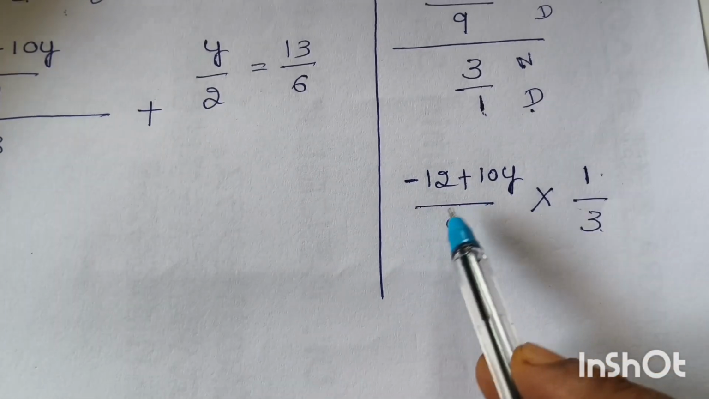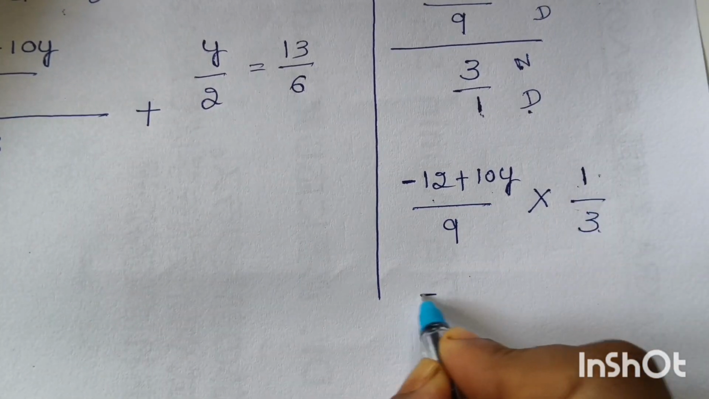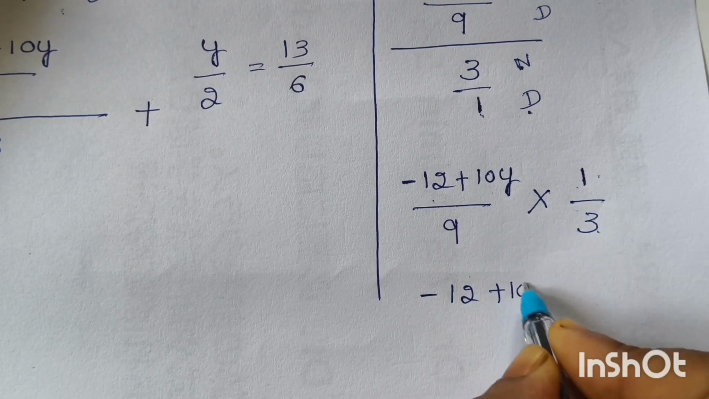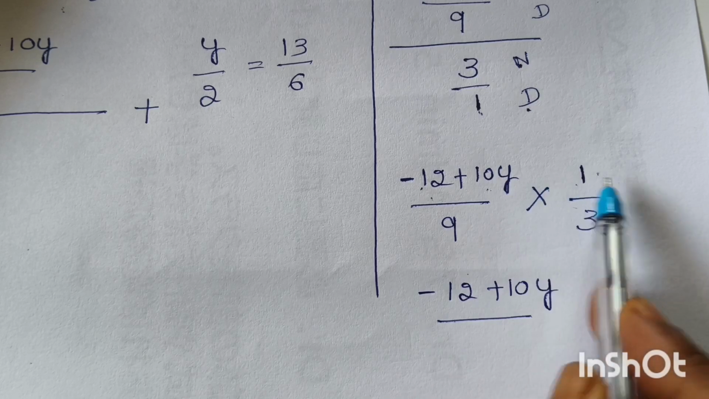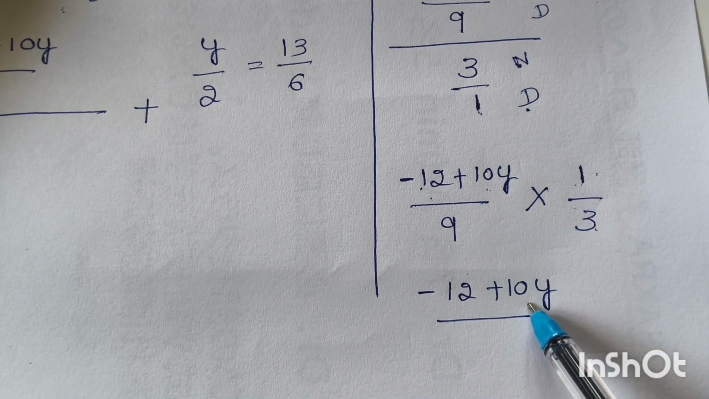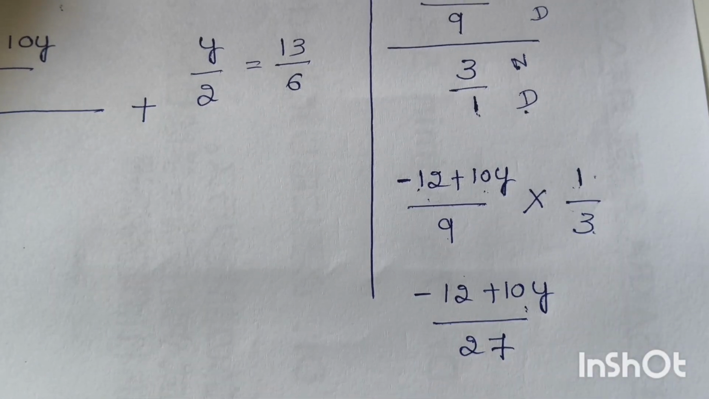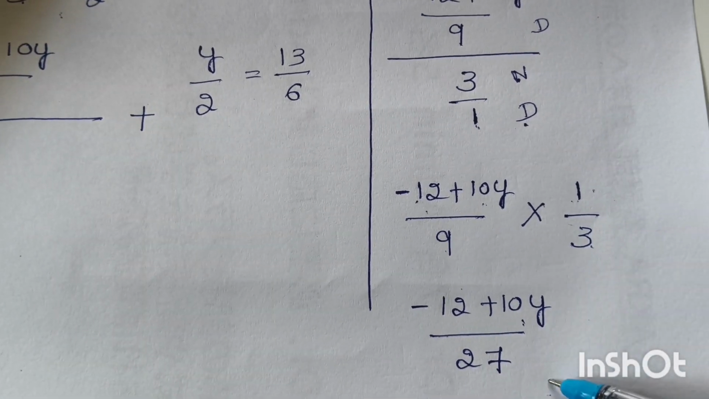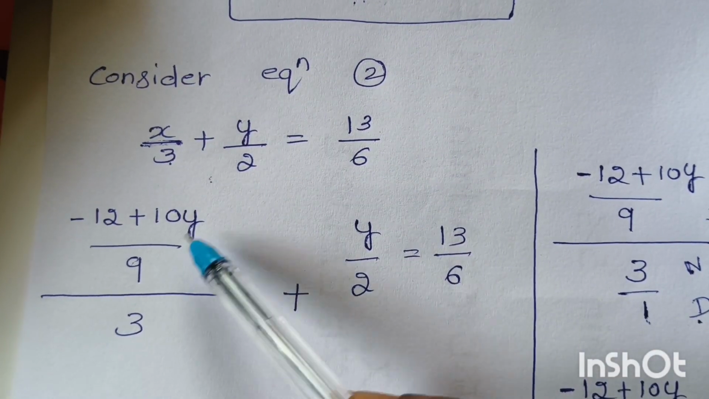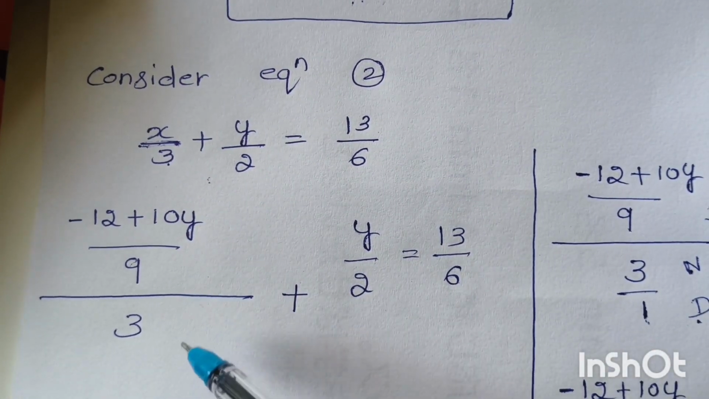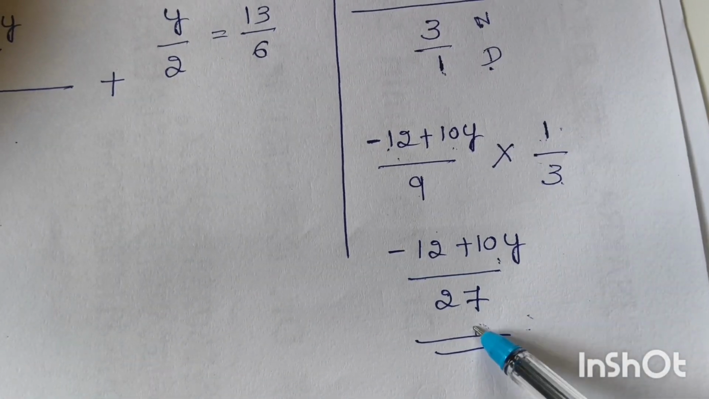Now, minus 12 plus 10y into 1 is what? We will get minus 12 plus 10y. Minus 12 plus 10y into 1, we will get the same answer, divided by 9 3s are 27. So, the simplified form of minus 12 plus 10y divided by 9, whole divided by 3, is this one. The simplified form is this.